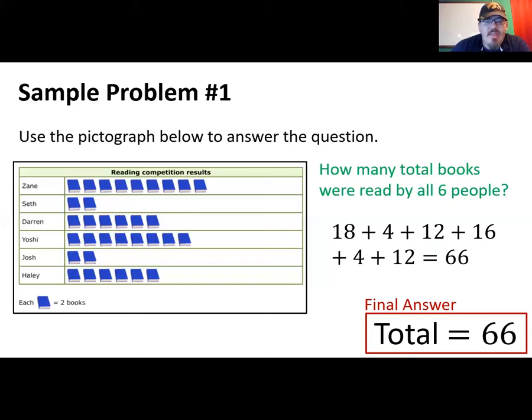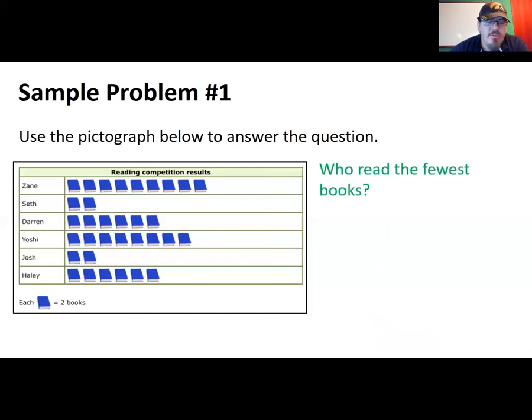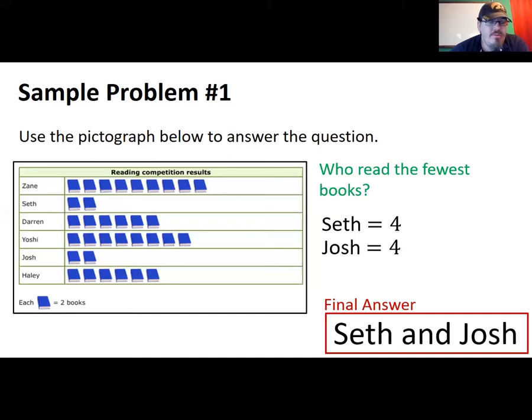Okay. So again, there are lots of different types of questions that you might answer. The key thing is just understanding what a pictograph represents and how to interpret it. Here's another question. Who read the fewest books? In this case, there's a tie. Seth read 4 and Josh read 4. When you look at the icons, they have the fewest icons in their section of the graph. So we simply count them up and compare them to the rest of the people in the graph. Our solution is both Seth and Josh. They read the fewest books in our list.